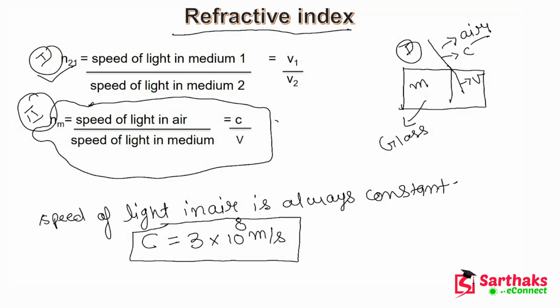So here the velocity of light in air is c, and the velocity of light in glass, let's suppose, is v. You have to apply this formula, c upon v. You can calculate the absolute refractive index very easily. Okay, now let's move on to the next slide.